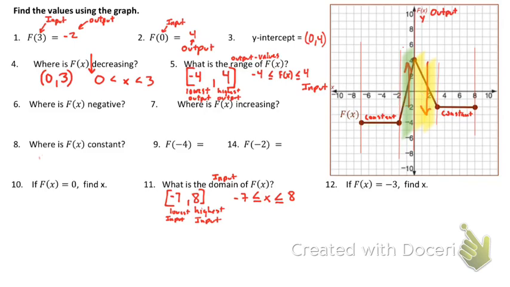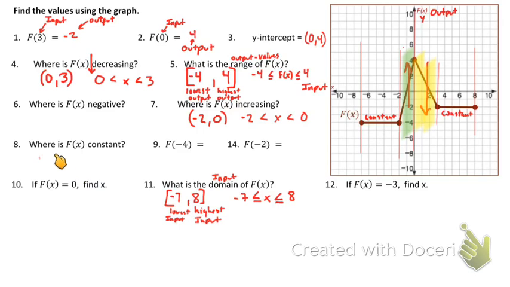So it's increasing from -2 until we get to 0. Using parentheses in this case, -2 to 0. And that's set notation. Okay? Cool.